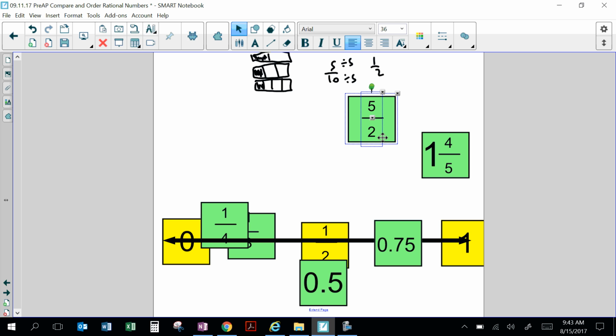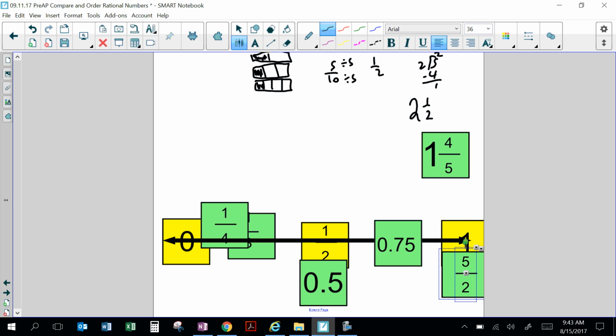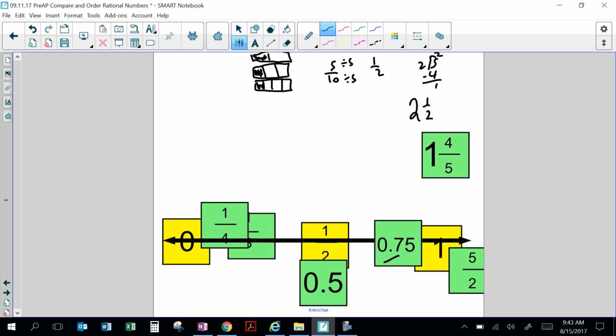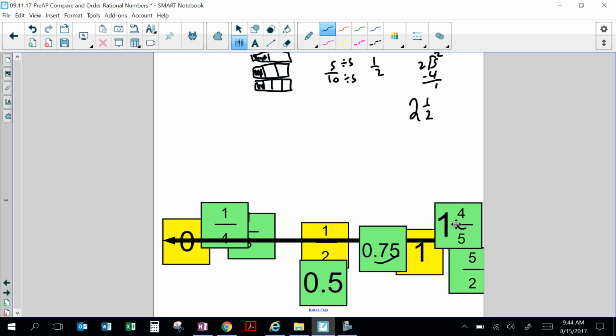Ooh, 5/2. Well, first of all, this is an improper fraction. So if I turn it to a mixed number, how many 2's go in 5? 2 times. 5 divided by 2, it goes 2 times. You have 1 left over, so 2.5. So I know that one is the greatest of all. And then 1 4/5. Is 1 4/5 a little less than 2.5? It is. And that is how I put it.